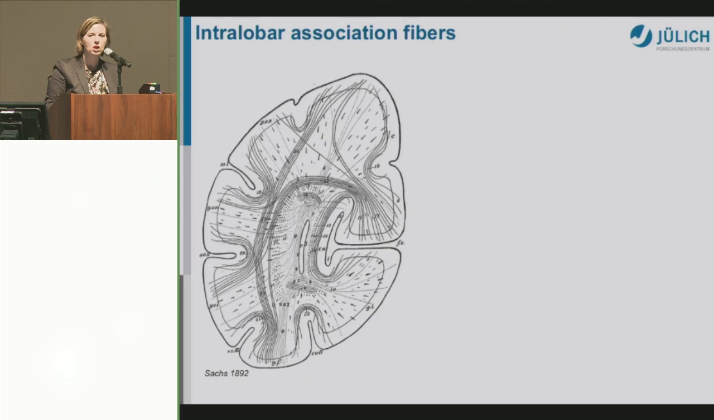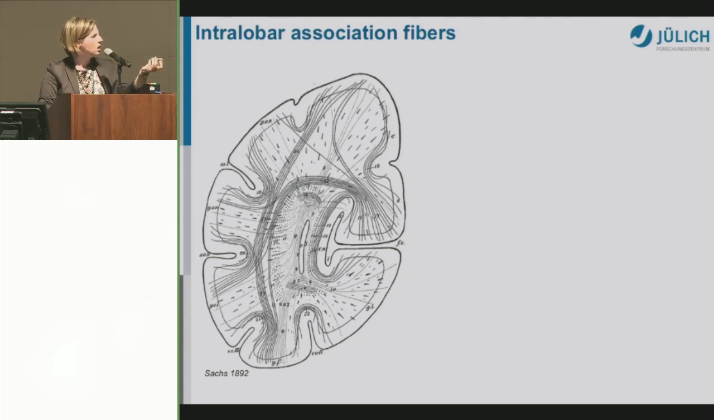Let's now come to the intralobar association fiber. So what's happening within the occipital cortex? So far we only looked at the long-range connections to other lobes. And this is a very old depiction from the end of the 19th century, where different fiber bundles running all the way from the dorsal to the ventral aspects and within different parts of the gyra and surrounding the sulci travel through the occipital cortex or through the occipital lobe, connecting different parts of the cortex.